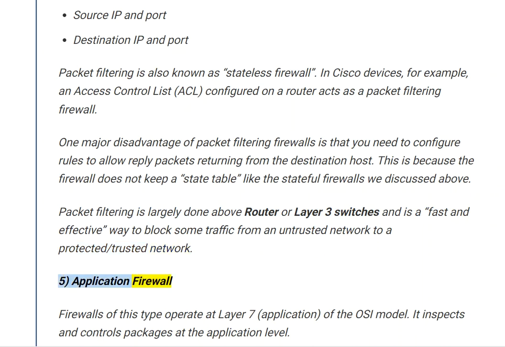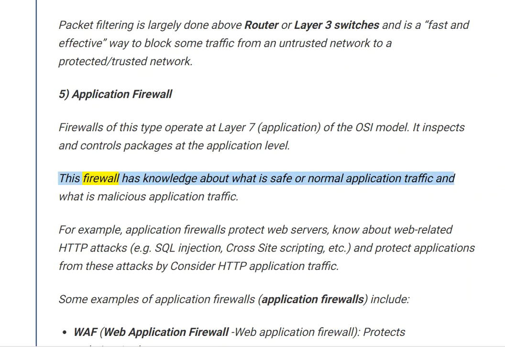5. Application firewall. Firewalls of this type operate at layer 7, the application layer of the OSI model. It inspects and controls packets at the application level. This firewall has knowledge about what is safe or normal application traffic and what is malicious application traffic. For example, application firewalls protect web servers, know about web-related HTTP attacks, e.g. SQL injection, cross-site scripting, etc., and protect applications from these attacks by considering HTTP application traffic.